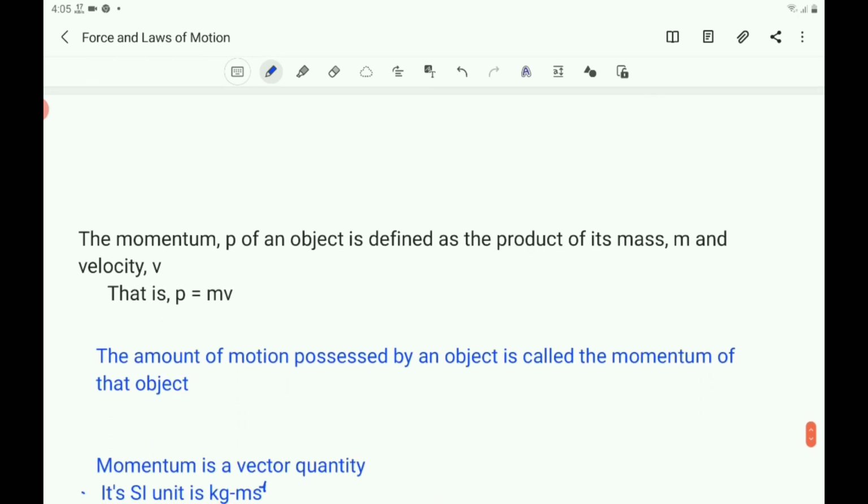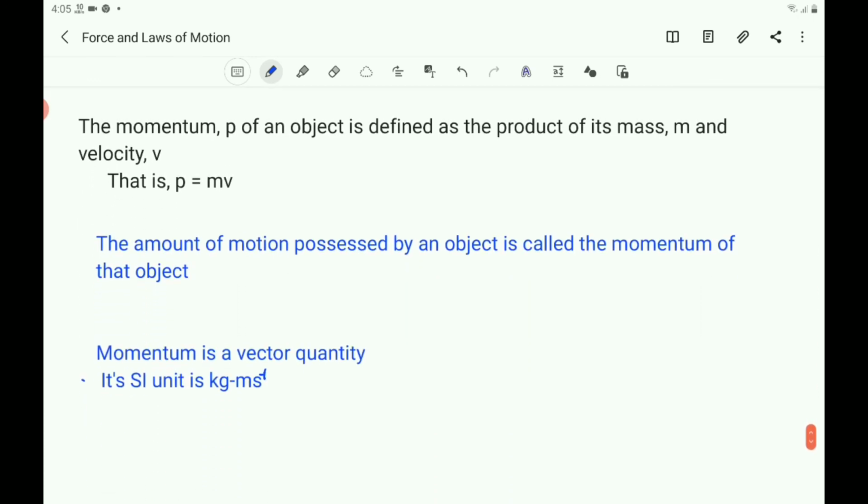Now, what is momentum? The momentum p of an object is defined as the product of its mass m and velocity v. That is, p = m × v. The momentum of an object is defined as the product of its mass and velocity, and the amount of motion possessed by an object is called the momentum of that object.